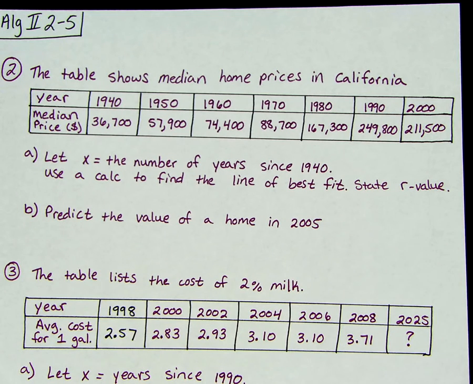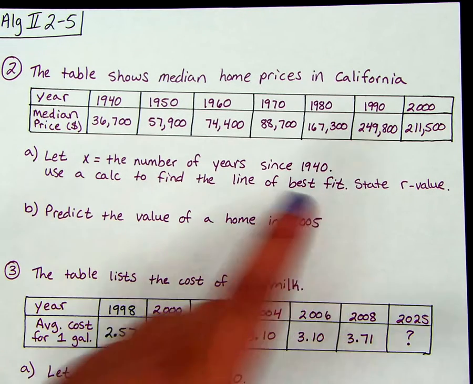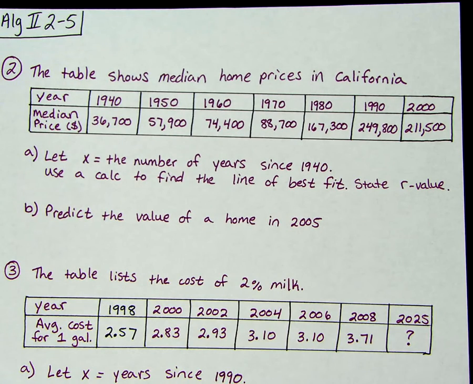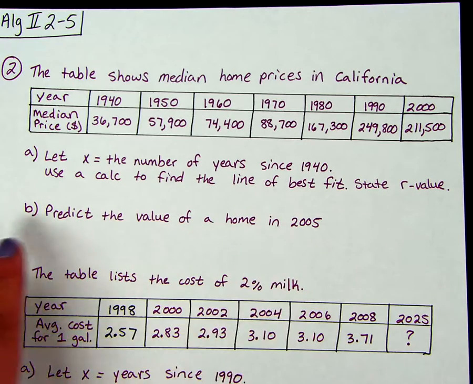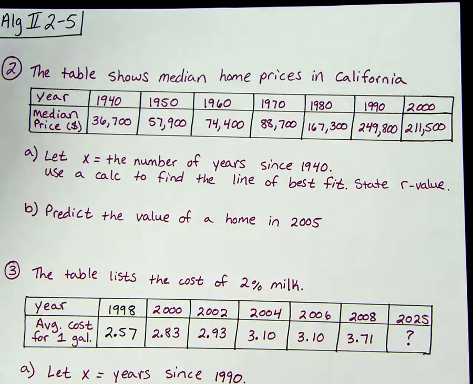All right, so our next example is giving us a table that shows the median home prices in California for the given year. So we have to find our line of best fit. So again, that's just our linear regression or our prediction equation. And then we need to state our R value and predict the value of a home in 2005.